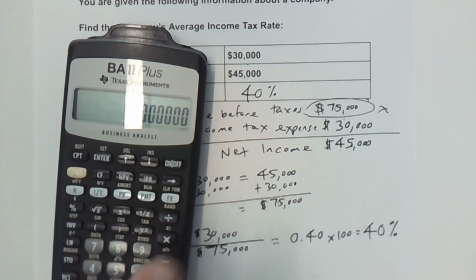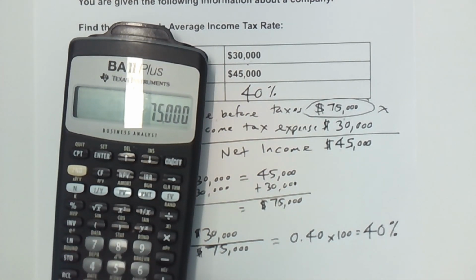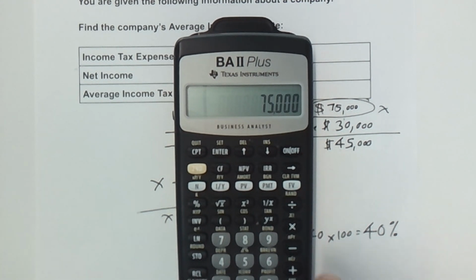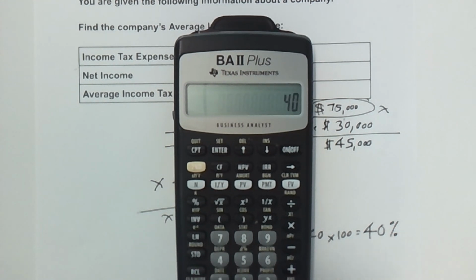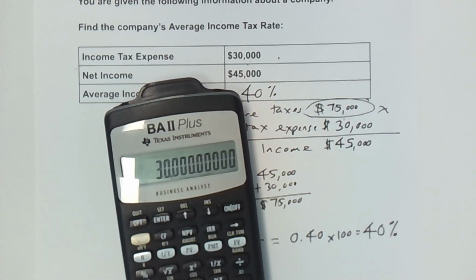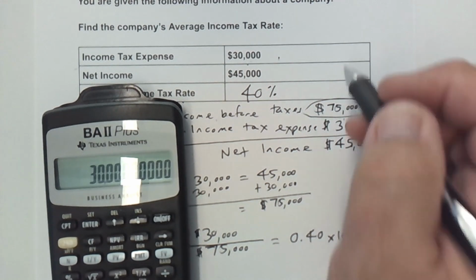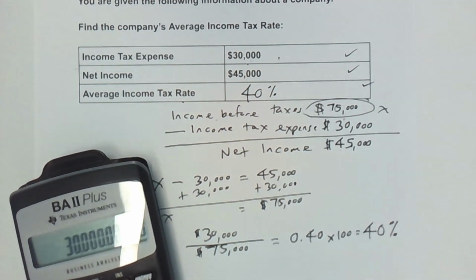I can check that in reverse. I could take the $75,000 that I found to be our income prior to taxes and multiply it by the 40% tax rate. And here I've got the percent button. And that gives me $30,000, which was our income tax expense. So you can work it backward like that to double check your work. And in this case, it worked out. This is correct. And our average income tax rate in this case is 40%.